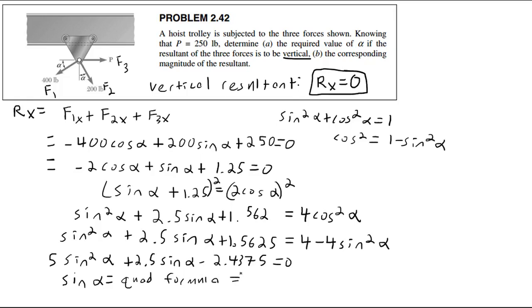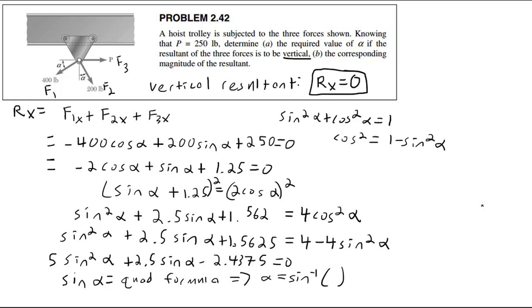Then from that, alpha is equal to the inverse sine of whatever we got from the quadratic formula. You do have to be mindful that the quadratic formula will give you two different results, one from the positive, one from the negative. I would want to choose carefully to make sure I get something reasonable. For example, if I got an alpha that was negative, I wouldn't want to use that. I want something that corresponds to the drawing. Once you have alpha, you can easily get the magnitude of the resultant just by plugging it into the RY equation.